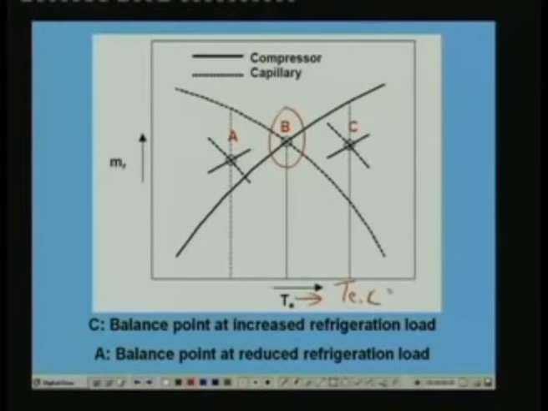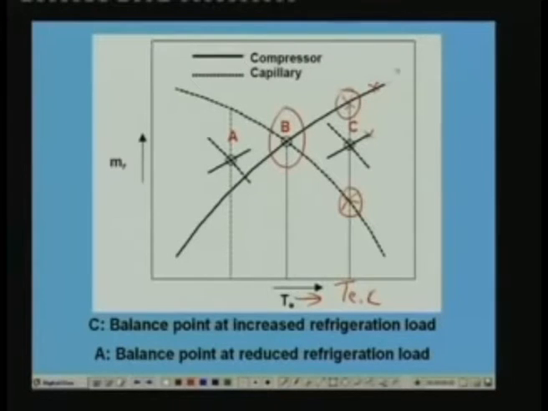Okay, TEC. So at this point, initially you can see that the mass flow rate through the capillary is much less than the mass flow rate through the compressor. As a result, as I said, the evaporator will starve and the liquid gets accumulated in the condenser. Once liquid gets accumulated in the condenser, the condenser temperature increases from this point to this point.